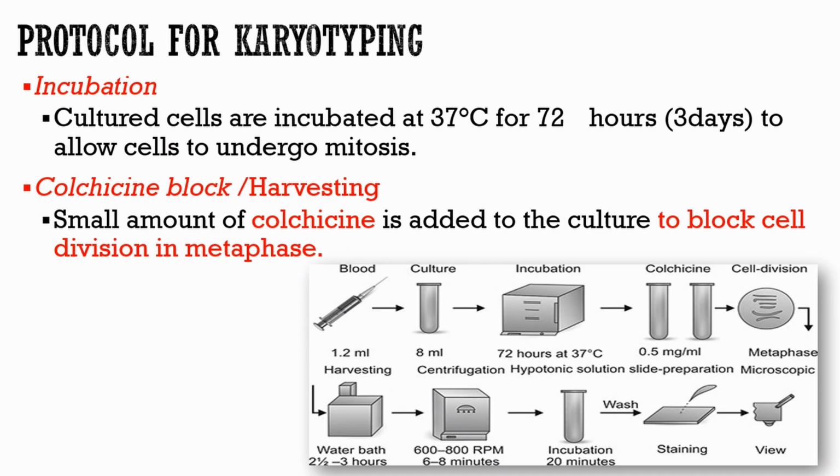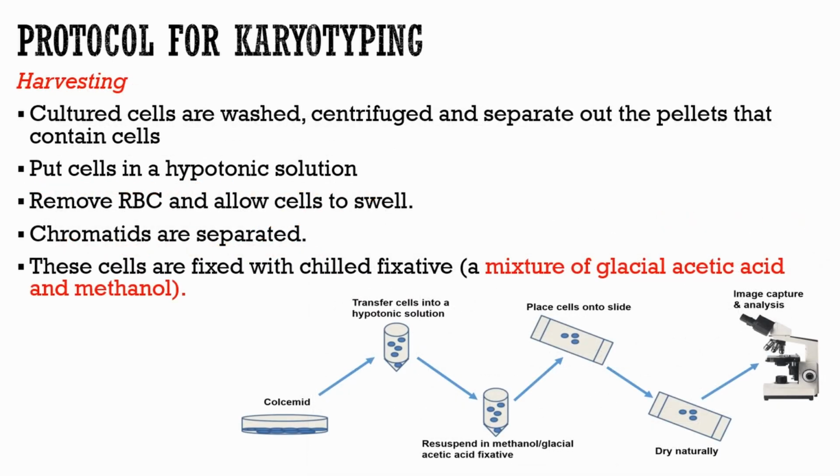Incubation is done at 37 degrees centigrade for 72 hours to allow the cells to undergo mitosis. Then harvesting is done by adding colchicine block. Colchicine is added in small amount to block the cell division in metaphase. Harvesting of these cultured cells is done and then it is washed, centrifuged and the pellets of small cells are separated out.